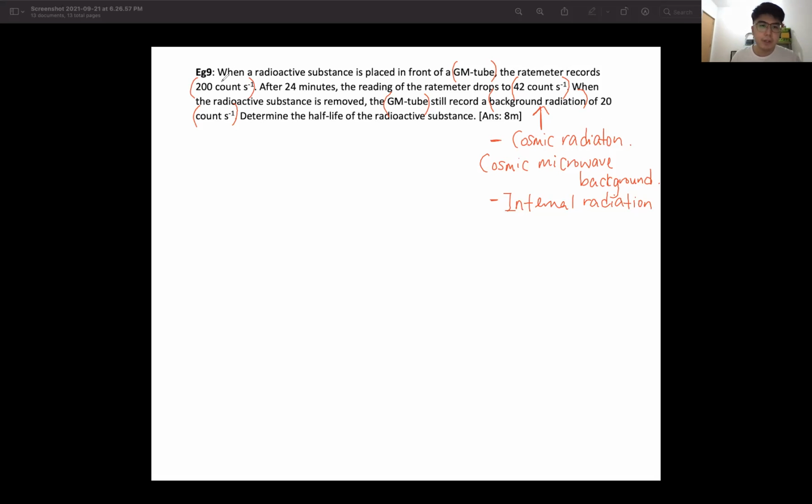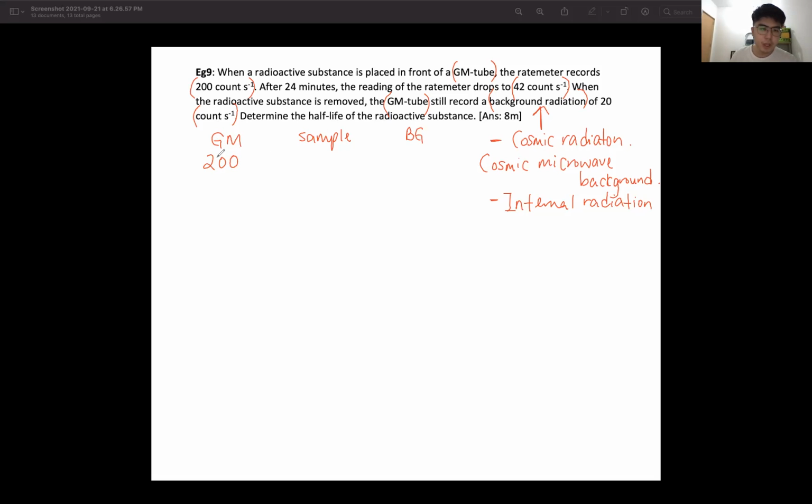Okay, now how do we solve these questions? Determine the half-life of the radioactive substance. Now, if you are faced with this type of question with background radiation, you can do it like this. I'm going to do 3 columns. First is my GM tube reading, and then I have the sample, that is the substance, and then I have the background radiation, BG. Now, at first, the rate meter detects 200 count per second. I'm going to write down here 200 count per second. They are all in count per second unit.